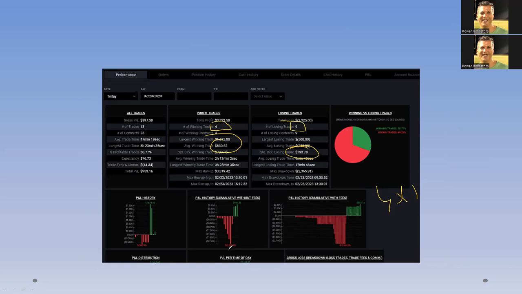Why? Because on the bad ones, I must have had size, because I was down $2,000 at one point. Even I wonder if it's a 3. I cannot really see what it says here. No, it says 500. So I was down $2,001, and I was able to turn it.